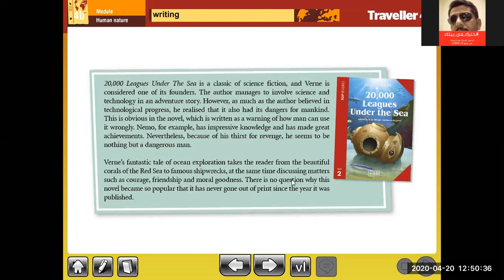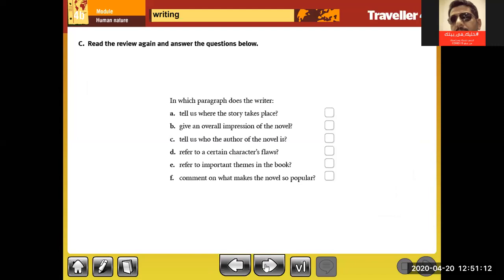At the same time, discussing matters such as courage, friendship, and moral goodness, as ethics. There is no question why this novel became so popular that it has never gone out of print since the year it was published. Guys, that's now the book review of this story by Jules Verne, 20,000 Leagues Under the Sea. Now, let's do or answer the questions.